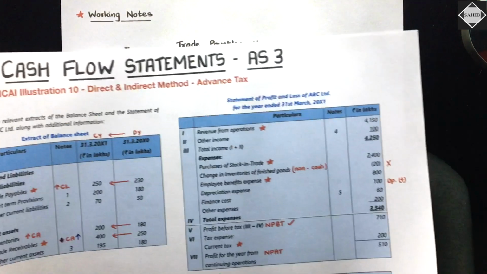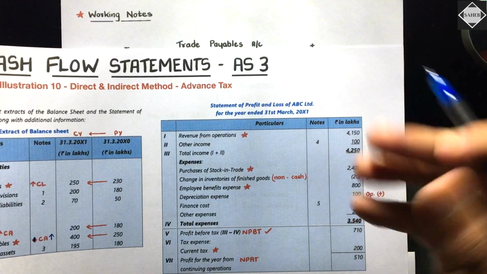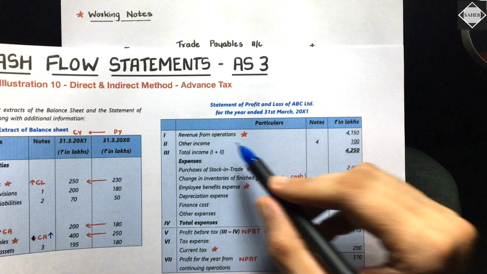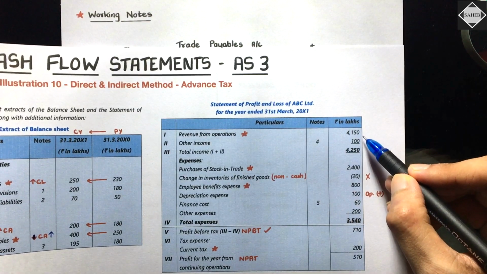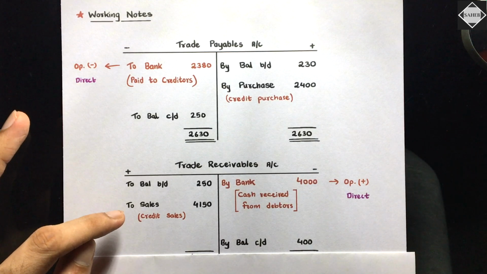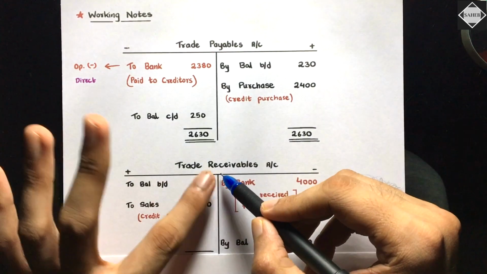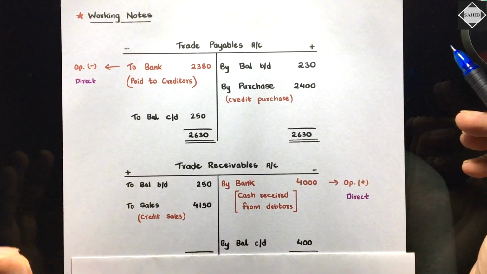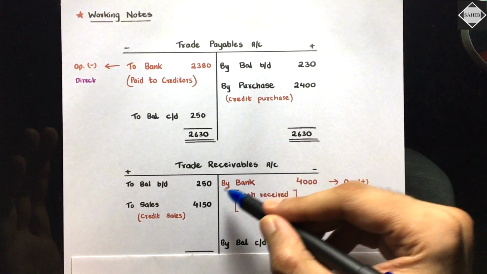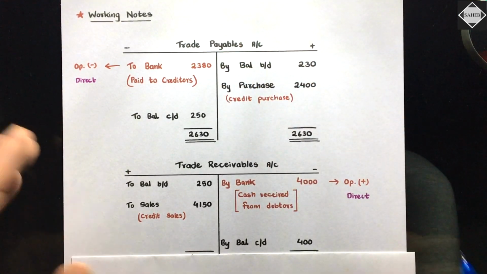Here also the question didn't say how much of the sales is cash and credit, right? So we assume completely 4,150, the revenue from operations, is credit only. So credit sales, where does it come? It comes on the debit side of trade receivables. What's the logic? If you're selling on credit, trade receivables increases. Fine, that's the logic. So credit sales will come over here, and then as a balancing figure, you will find out how much money we have received from debtors, from trade receivables, right?